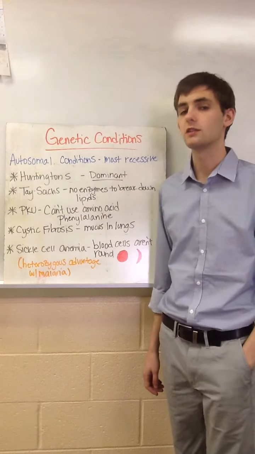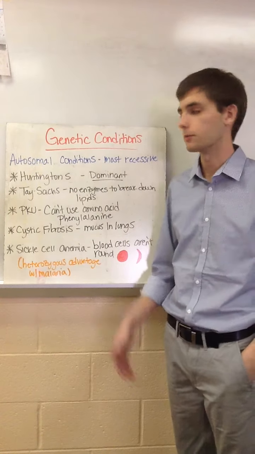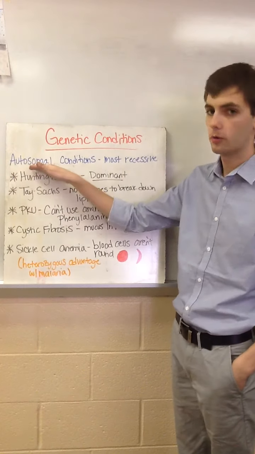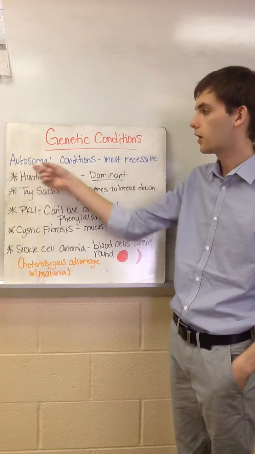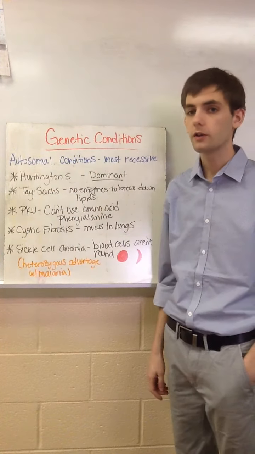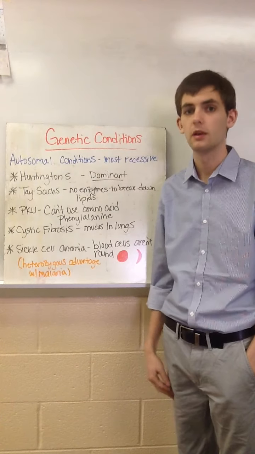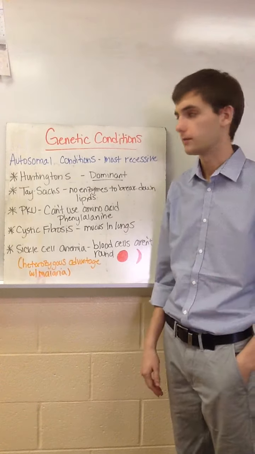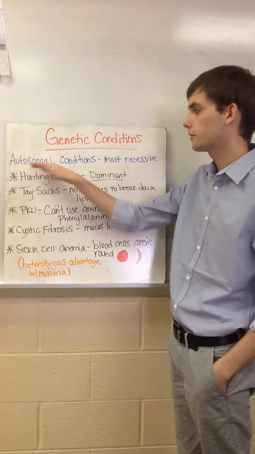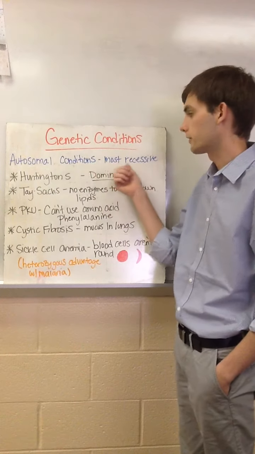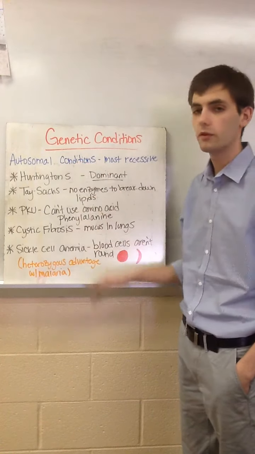Most genetic conditions are carried on our body chromosomes, also known as our autosomal chromosomes. So these are going to be autosomal conditions. We've already talked about two conditions which are carried on the sex chromosomes, color blindness and hemophilia. Most autosomal conditions are recessive, and there are a couple of different types.